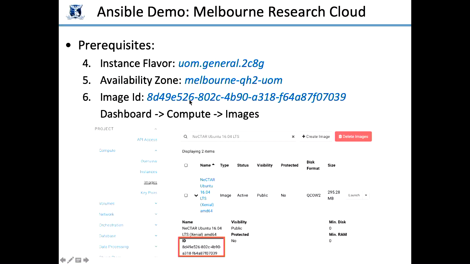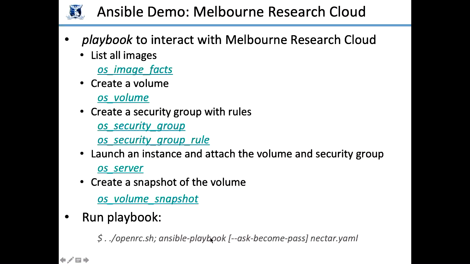For the image ID, this is the image Ubuntu 16.04. If you want to use other images, that's fine. Just follow this path: dashboard, compute, images. Then you can search for what image you want. Then click the drop down, and you can find the IDs here. So now let's have a look at how to run the playbook.